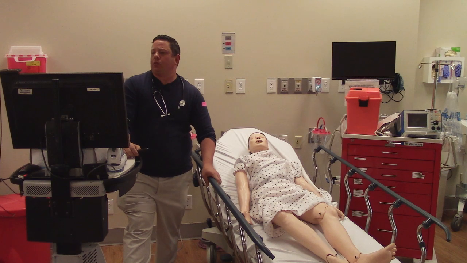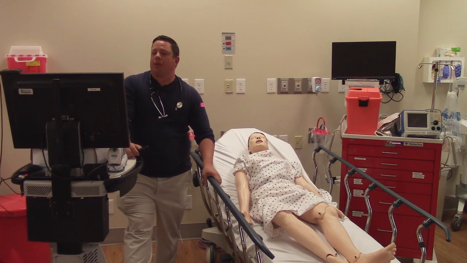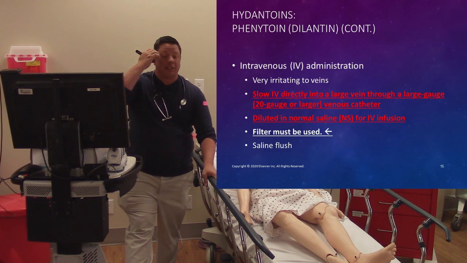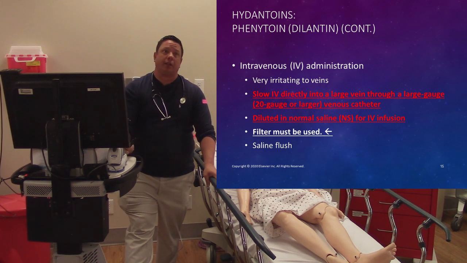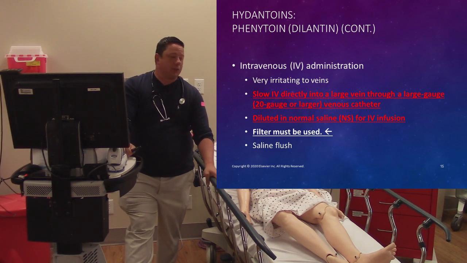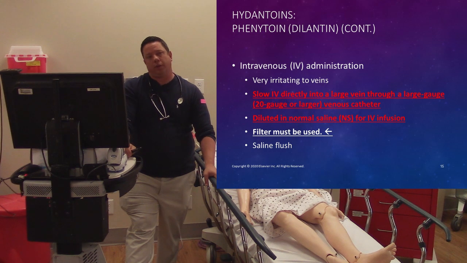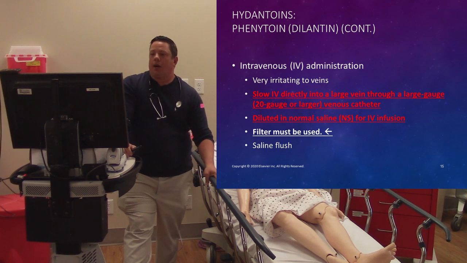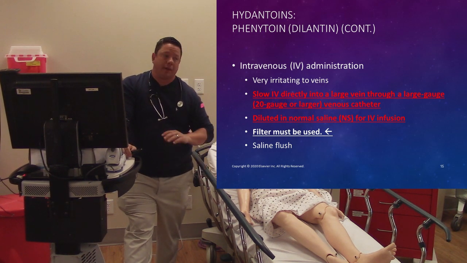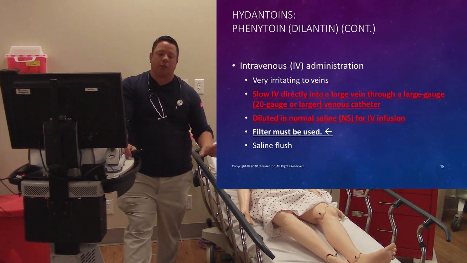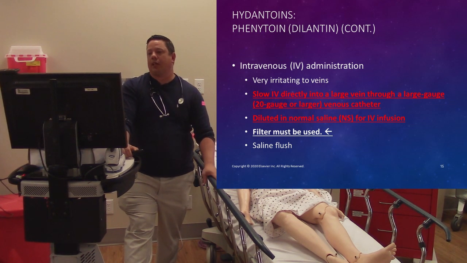It can be diluted in normal saline for infusion. With phenytoin or Dilantin, this is a medication that you have to use an inline filter. All right, another one's going to be like amiodarone, or there's a few of them. But phenytoin Dilantin, give it low and slow, mixed with saline through a filter with a saline flush.